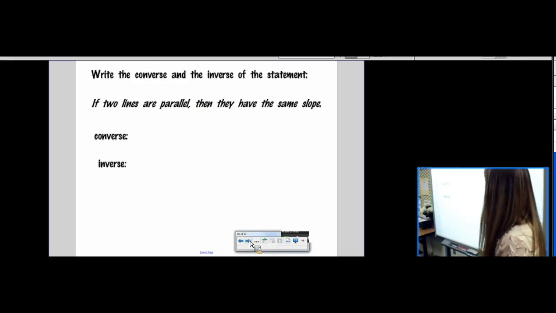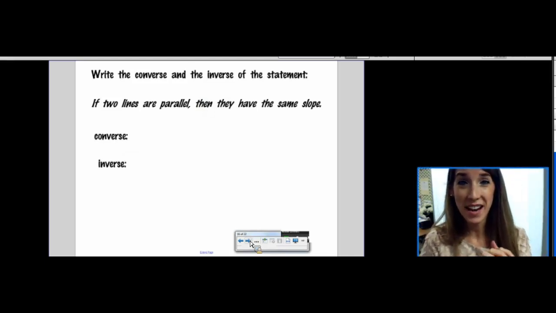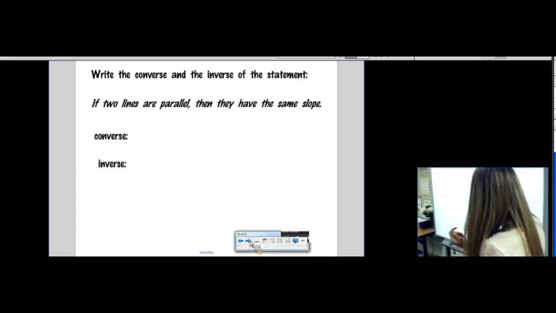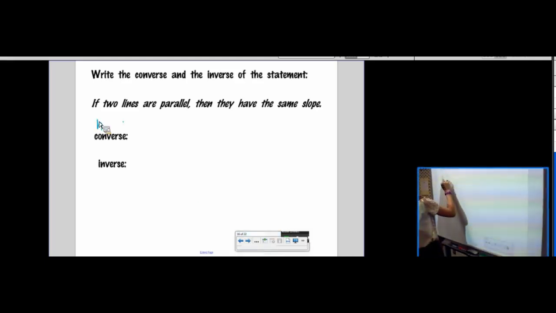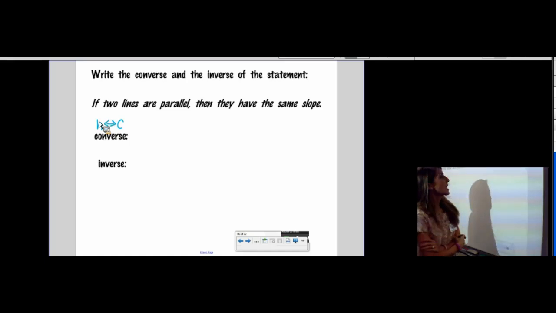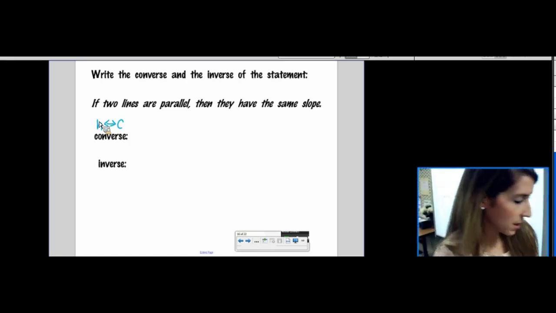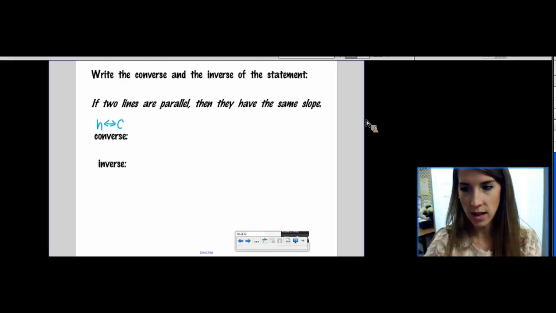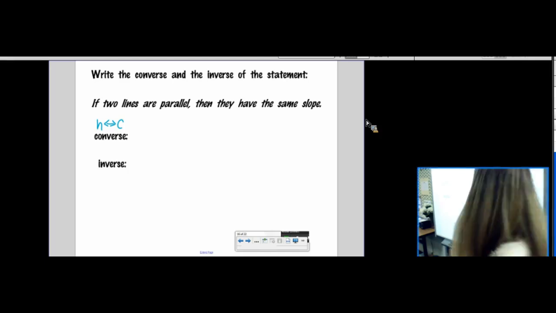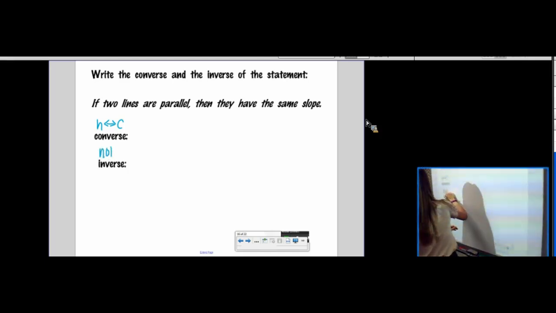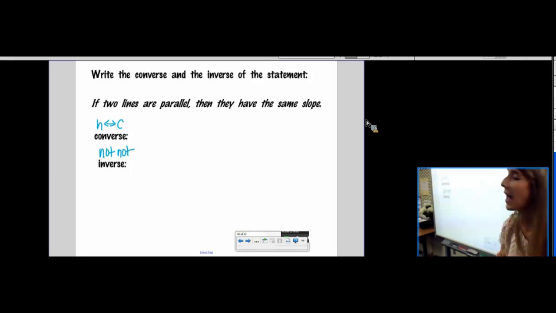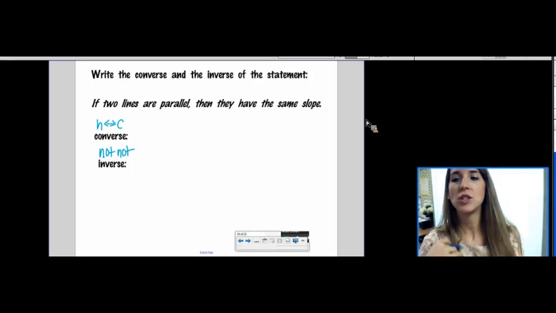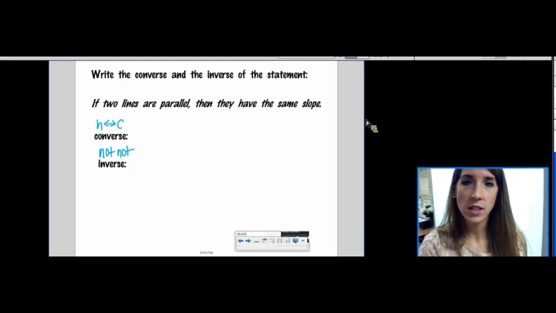Okay, last thing, promise. We need to remember what converse and inverse are because these could show up on the test. Hint, hint, wink, wink. Converse is when you reverse the hypothesis and the conclusion. They trade places. If two lines are parallel, then they have the same slope. If two lines have the same slope, then they are parallel. That's converse. Inverse is you're not. If two lines are not parallel, then they do not have the same slope. So for the test tomorrow, please know the difference between converse and inverse.